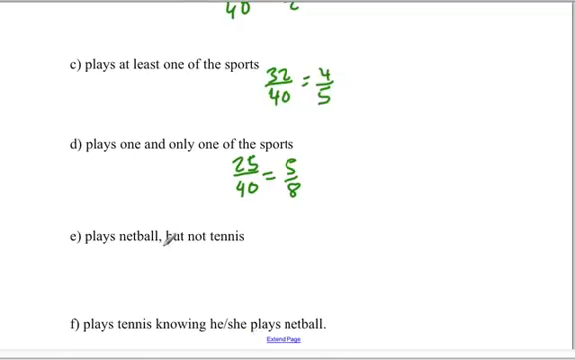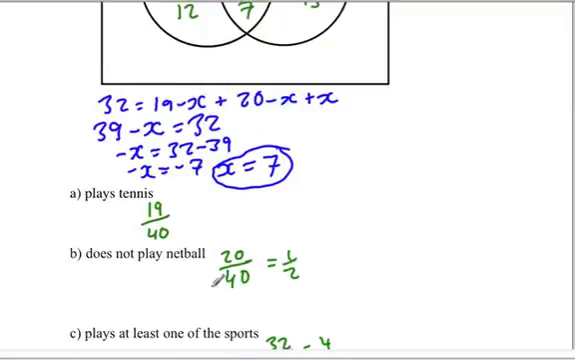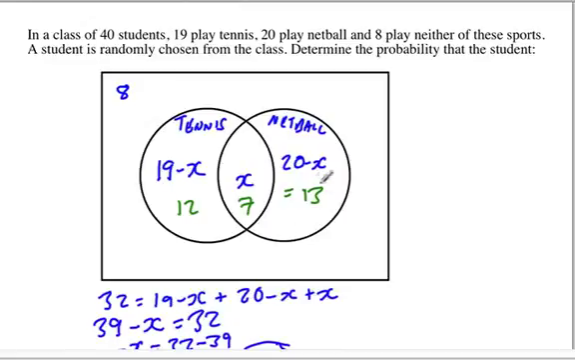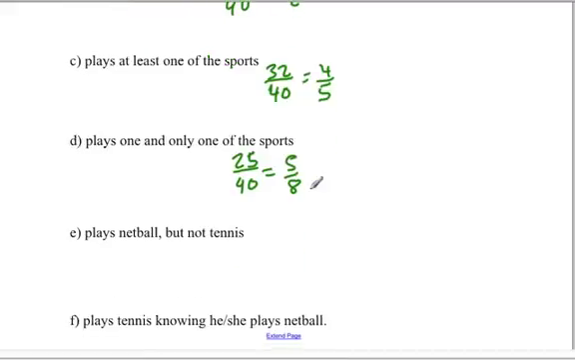So, probability that a student plays netball but not tennis. It's only this group here that we're interested in, because 13 students out of the class, or out of this group, only play netball. And so the probability that they play netball but not tennis is going to be 13, which represents the number of students that play netball but not tennis, over our sample set of 40.